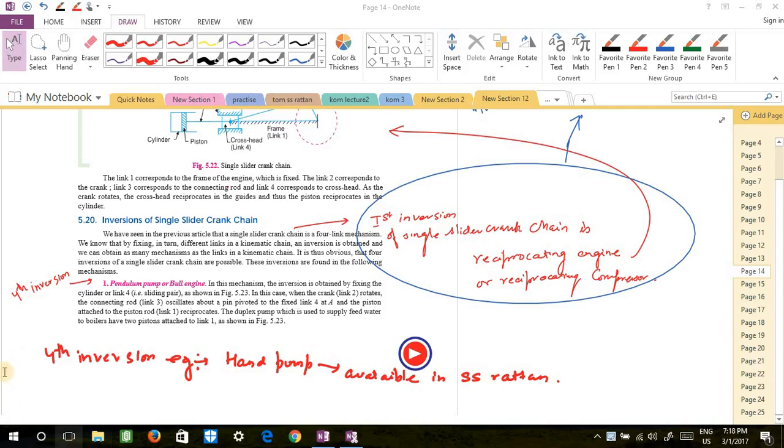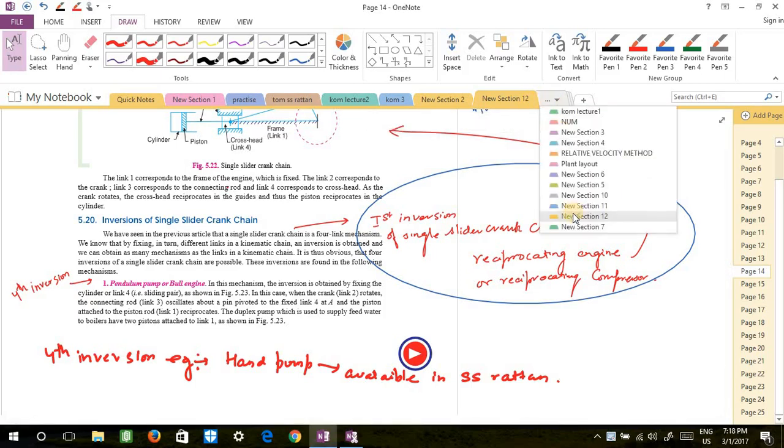Hello friends, today I am going to tell you about the inversions of 4-bar chain, inversions of single slider crank chain, and inversions of double slider crank chain. So let us first discuss. I'm not going to explain it in detail, I will just tell you which inversion is of which type.